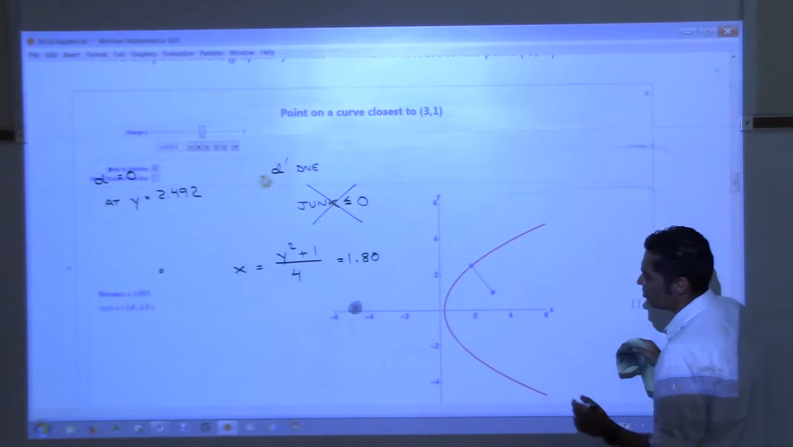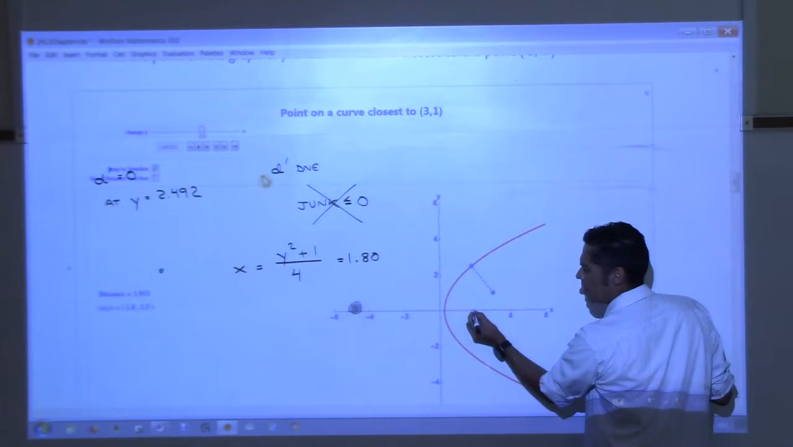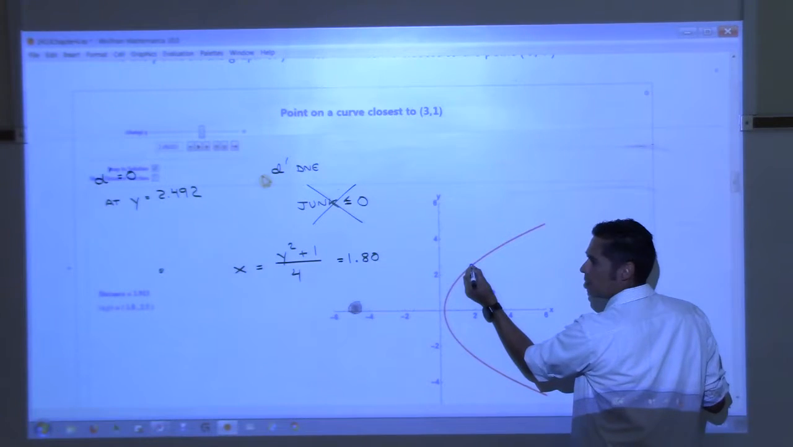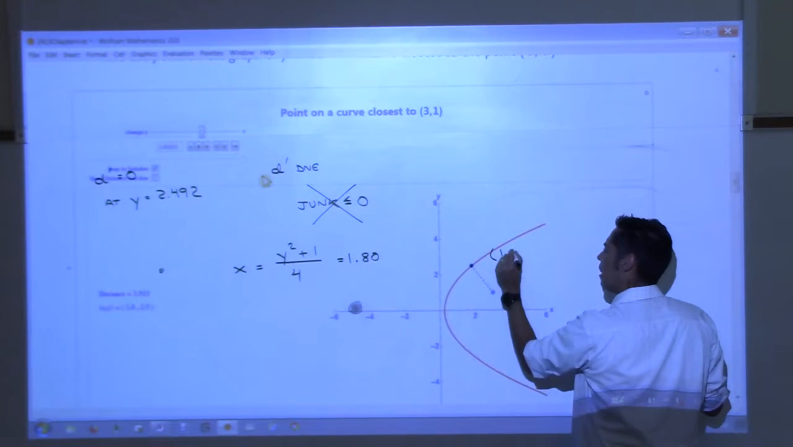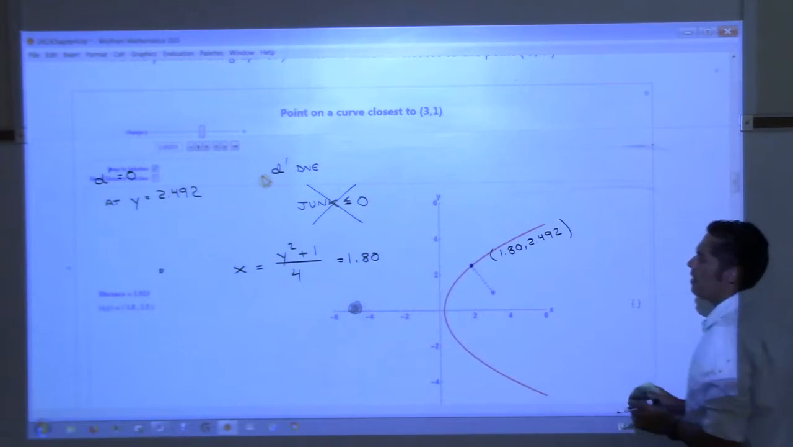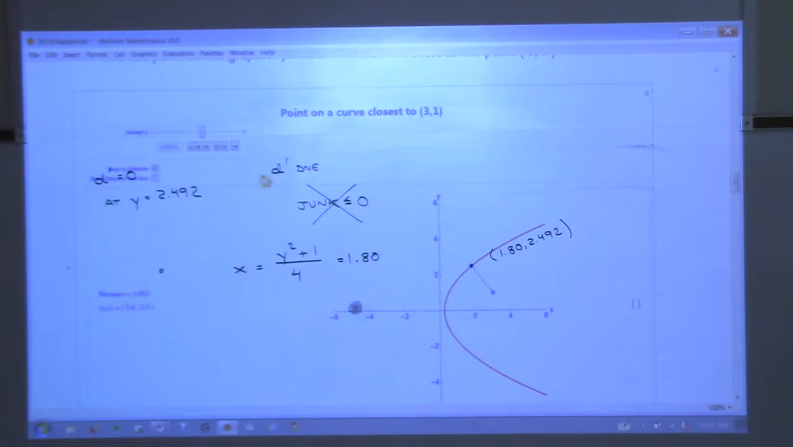That is the optimum solution. So it's about 1.8 something, and then up 2.492 right there. 1.80, 2.492. That is the point that is closest to the point (3,1) on that parabola.